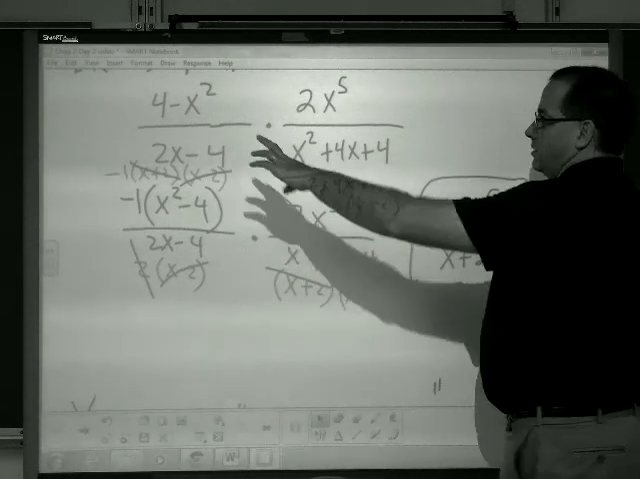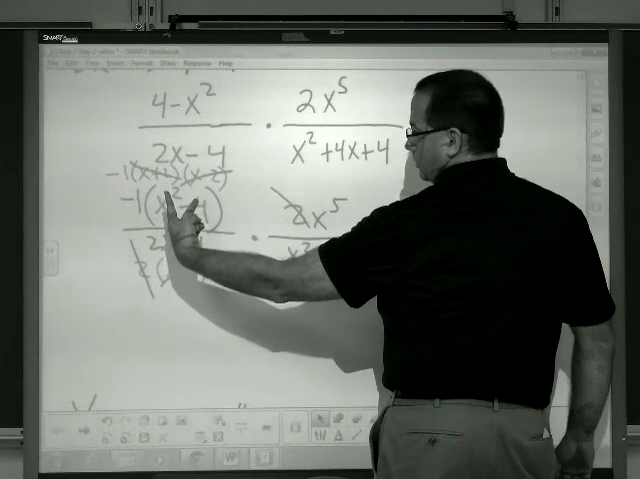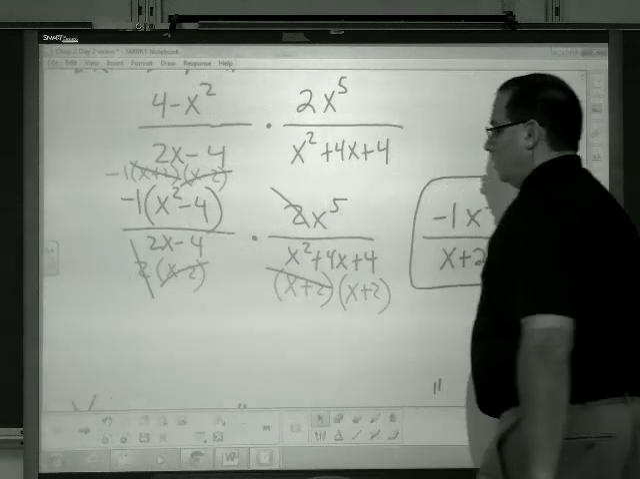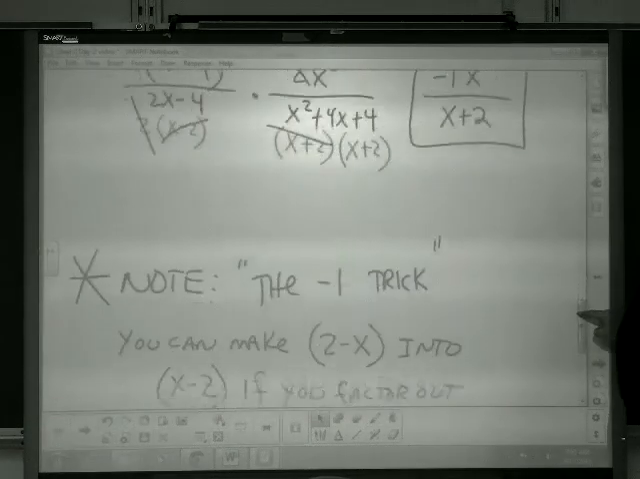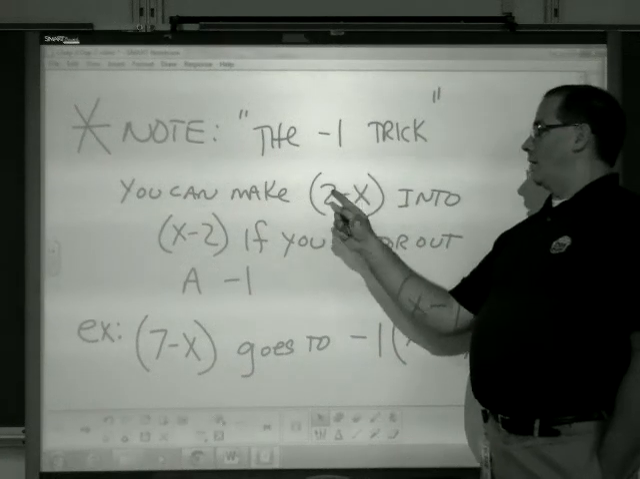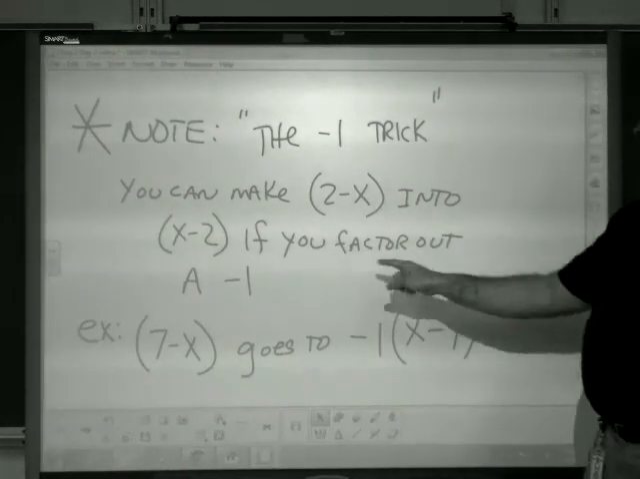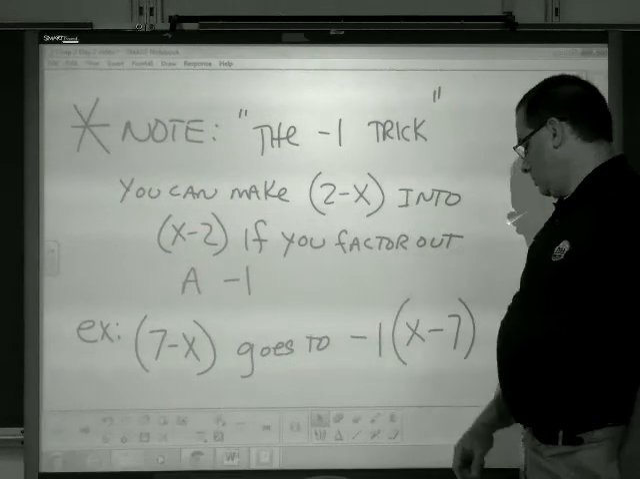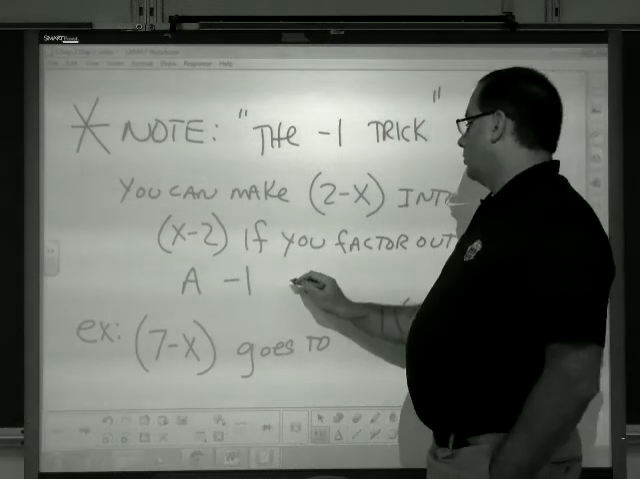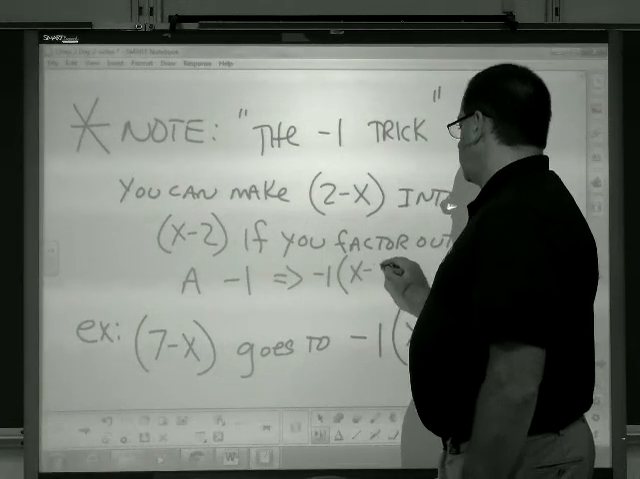So this factoring out a negative 1, if you notice, it turned these around. Started like this, turned them around, and I took out a negative 1. Sometimes what we call that is the negative 1 trick. You can make a fraction like 2 minus x into x minus 2 if you factor out a negative 1. So therefore, it would turn into negative 1 times x minus 2.